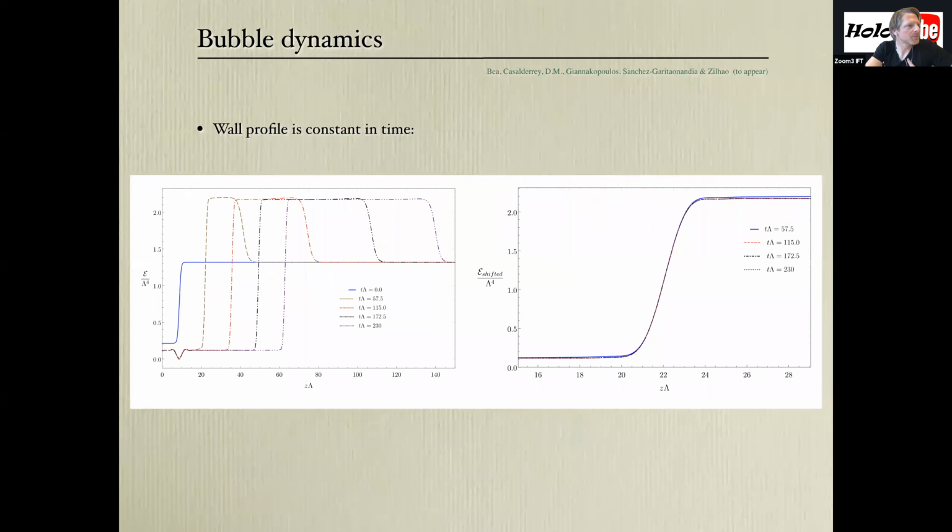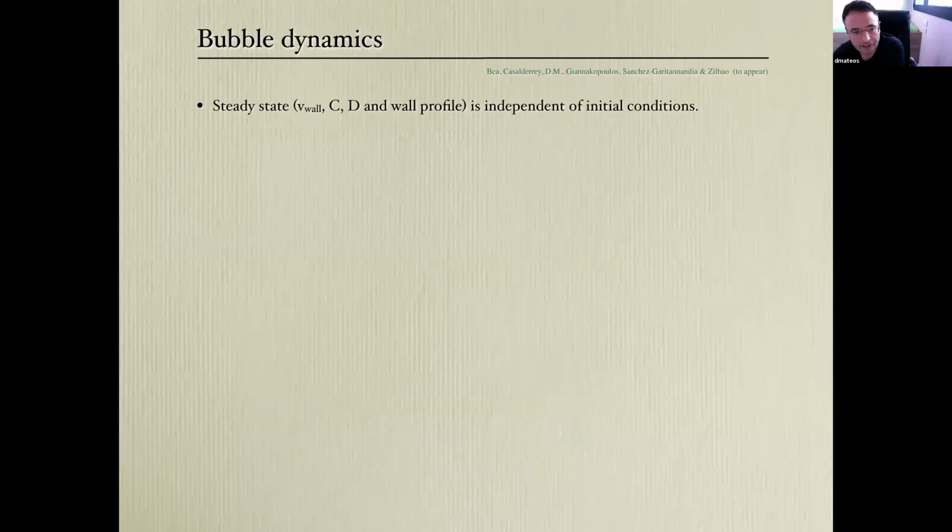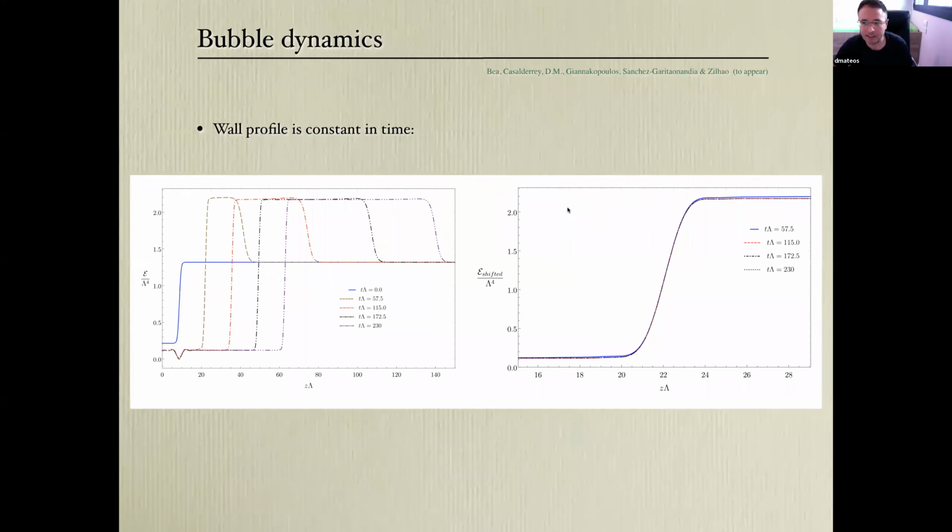For example, in this case, since the system is expanding along z, one of the things that's very relevant is what is the speed of sound right ahead of the wall, right in front of the wall. Because you want to know whether the perturbations created by the motion of the wall can propagate ahead of the wall or whether they will fall behind. And that will distinguish deflagration from detonation.